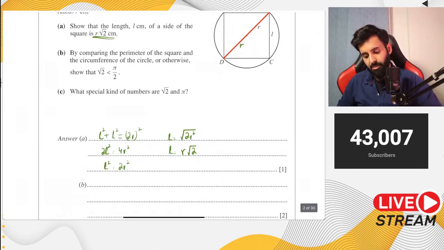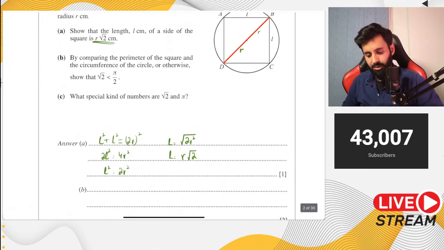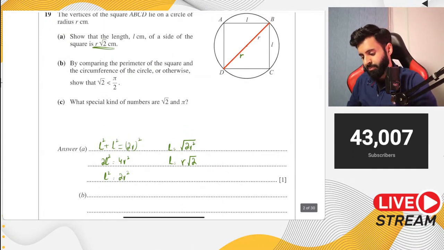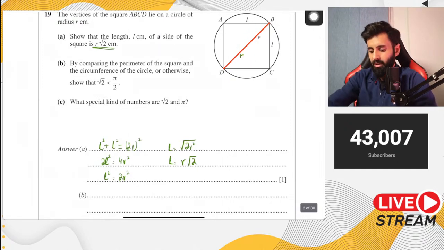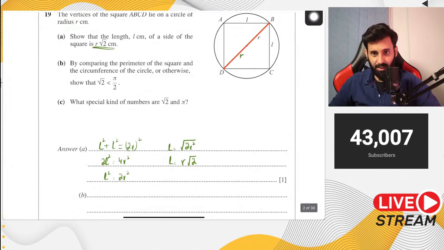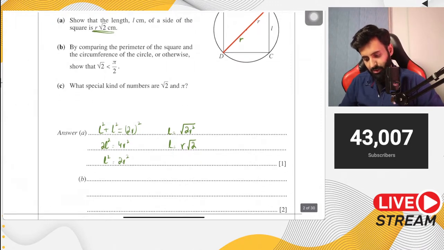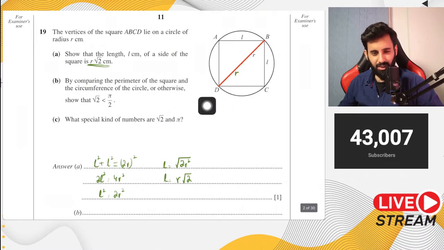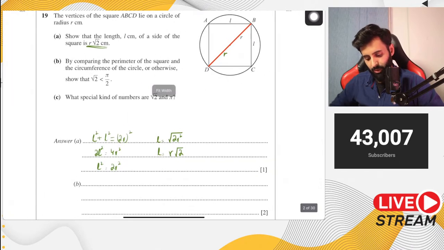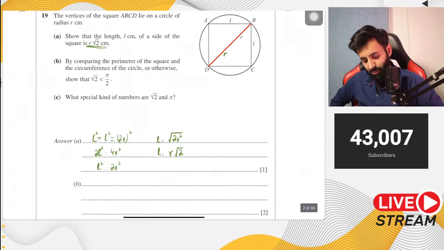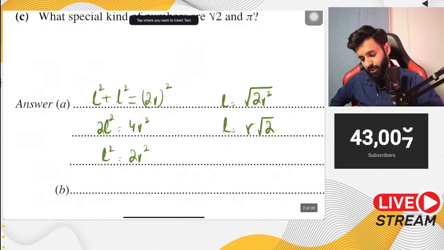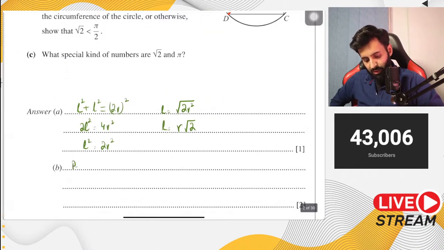Then it says, by comparing the perimeter of the square and the circumference of the circle, or otherwise, show that root 2 is less than pi upon 2. Now, if you think about it, the perimeter of the square will be less than the perimeter of the circle. Since the circle is drawn outside the square, it's definite that the perimeter of the circle is going to be more than the perimeter of the square. So, I'm going to write that down over here, so later on when you guys are viewing, you know what I've done. The perimeter of the square is less than the perimeter of the circle.